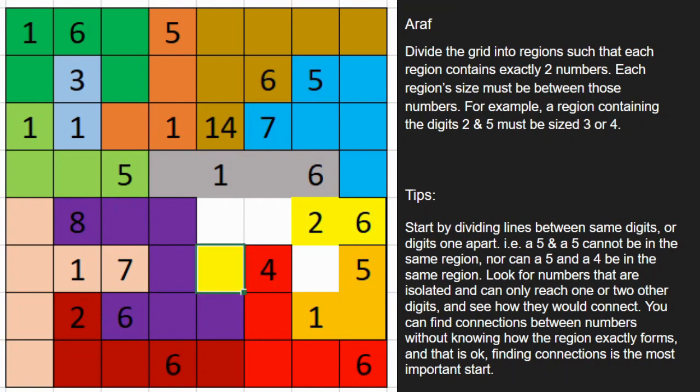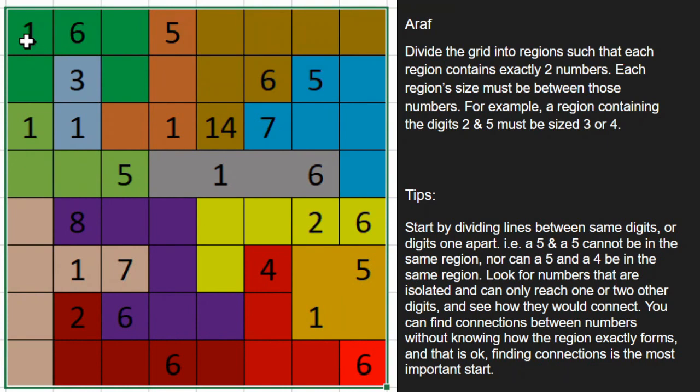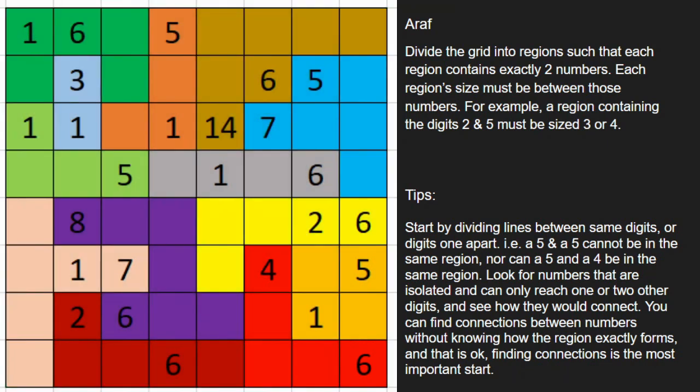And if that's yellow, it must connect with the other yellows like so. And now that's 1, 2, 3, 4, 5. That's the largest region that can be, because it's between the 2 and the 6, can't go any higher. So this must be orange to complete that. And there you have it. We have finished an Araf puzzle.